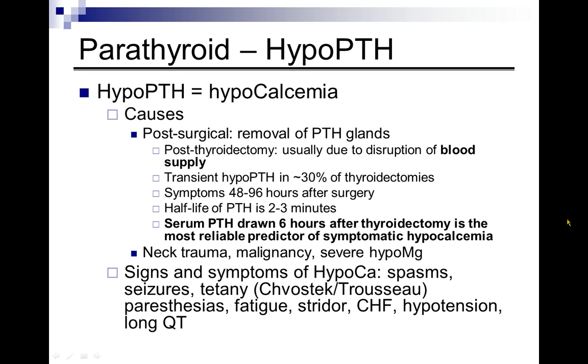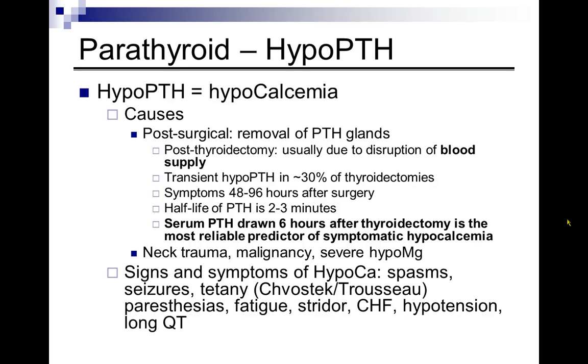So now we can talk about hypoparathyroidism, and the main problem here is going to be hypocalcemia. There are many causes of hypoparathyroidism, but often it's post-surgical, after the parathyroid glands have been removed. And post-thyroidectomy, the glands can be pulled out, or the disruption of blood supply to the glands may cause the glands to no longer secrete adequate hormone. About 30% of patients who have a thyroidectomy may experience some transient hypoparathyroidism, and so we need to be vigilant for that.